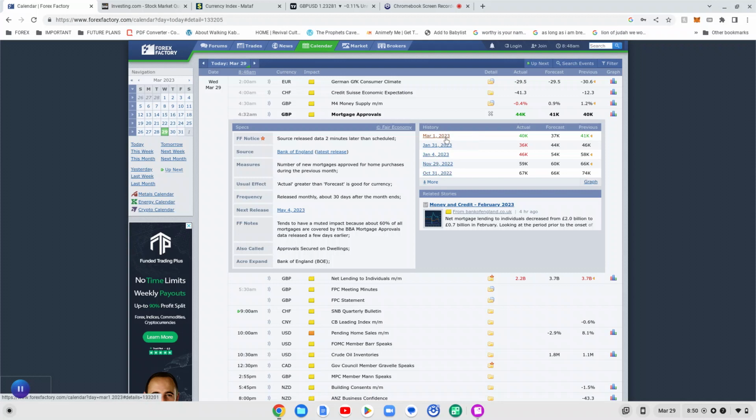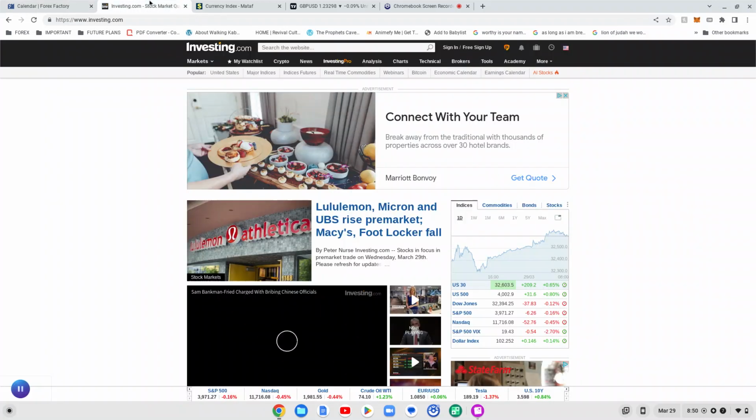You can look at these dates. Like if it's red folder news, you can look at the date, look at the impact, go on your Forex chart, and see what happened with the news and with that information. Okay, so that's just a quick look at forexfactory.com.